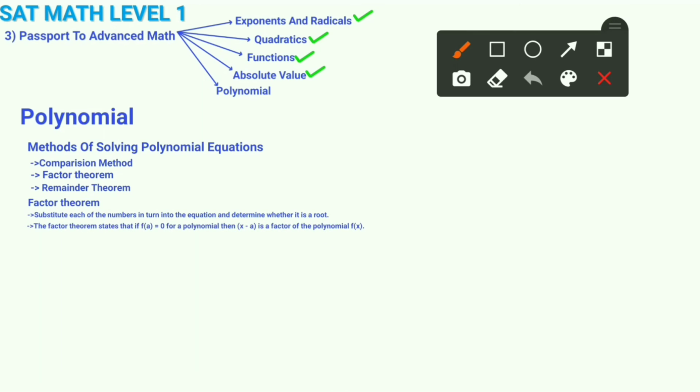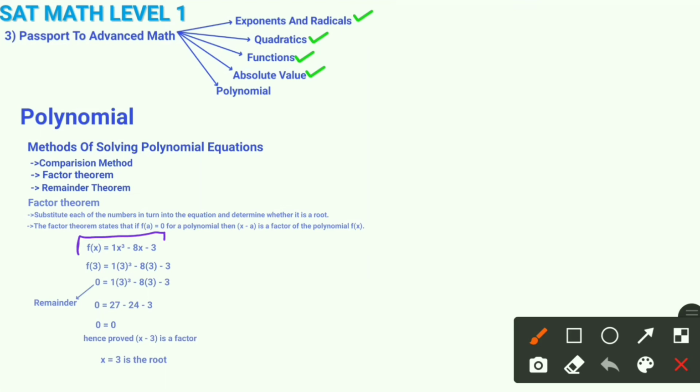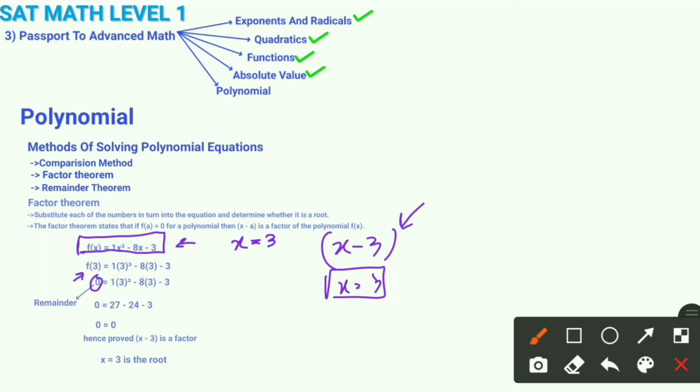Factor theorem. Substitute each number in turn into the equation and determine whether it is a root. The factor theorem states that if f(a) is equal to 0 for a polynomial, then x minus a is a factor of it, with 0 remainder. Let's say we have this equation and we're asked to prove that, let's say, the root is 3, or that this is a factor of this equation. We put 3 in it, and it gives 0, obviously, because since it is a factor, it gives a 0 remainder. We put 3 in here as well and so we prove it. Hence proven, this is a factor, and x is equal to 3 is the root.